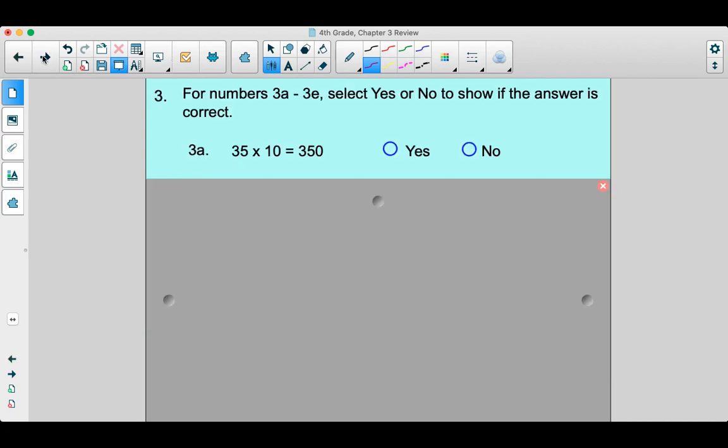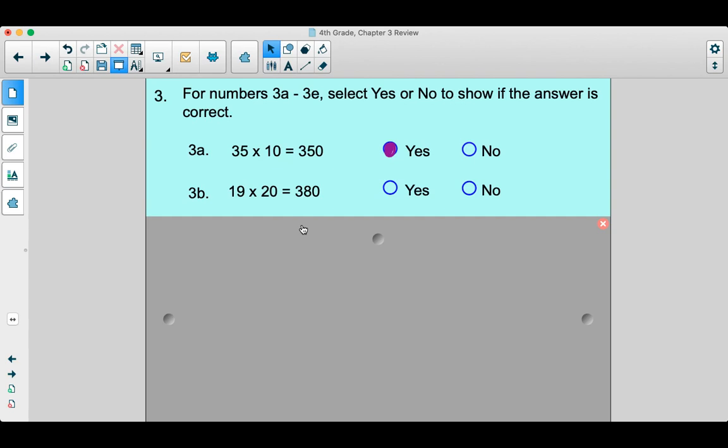All right, up next, we're skipping number 2. You've got that on your own. We're heading on to number 3 on page 136. It says for numbers 3a through 3c, select yes or no to show if the answer is correct. All right, here's 3a. 35 times 10 equals 350. All right, so 35, we're adding a place value because we're going times 10. The answer to that is yes, it does equal 350.